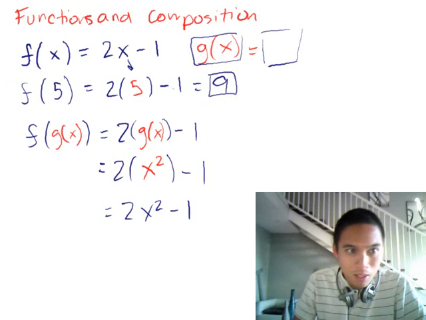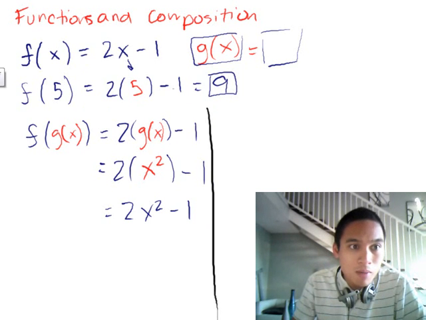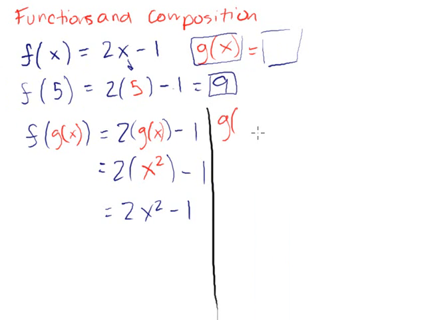Alright, let's just draw a little divider here. Split the screen up a little bit. Let's say I wanted to find this time g of f of x. G of f of x. So inside we have g of f of x. So let me remind you what g of x was first. It was x squared. Right?